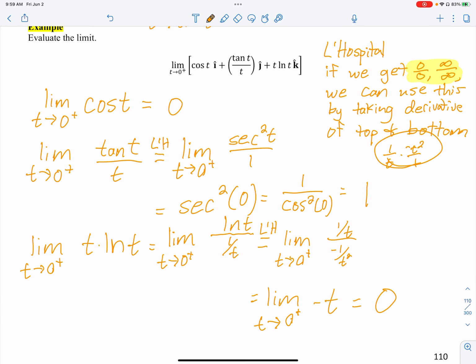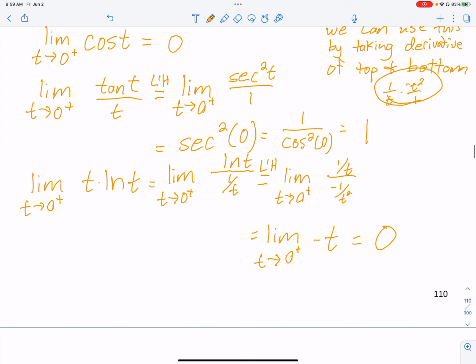here we'll do this. Limit, we'll be lazy here. As t approaches 0 of r of t is equal to each component: 0, 1, 0. So the limit is approaching that point, the function is.